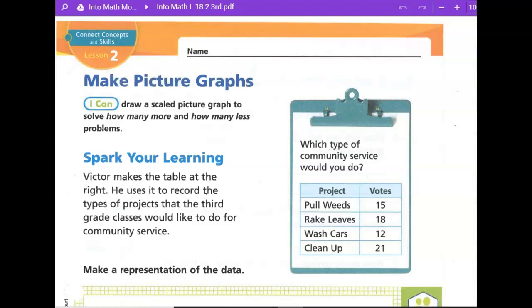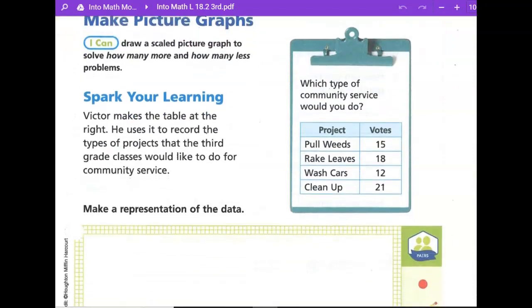Spark your learning. Victor makes a table at the right. He uses it to record the types of projects that the third grade classes would like to do for community service. So his table is over here on this clipboard. Which type of community service would you do? Would you pull weeds? That got 15 votes from his class. Rake leaves? That got 18 votes. Wash cars? Got 12 votes. And clean up? Got 21.